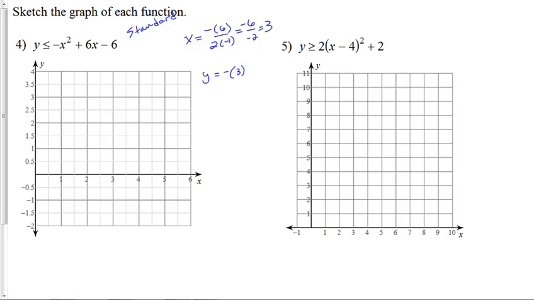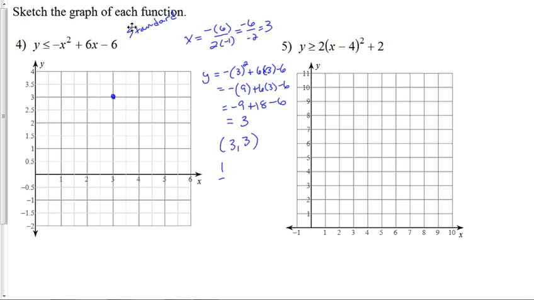Notice the negative sign is outside the parentheses here. We're squaring 3 and then multiplying by negative 1. And 3 goes there too. So negative and then 9. So we have negative 9, we have positive 18, and negative 6. Working that out, negative 9 plus 18 is 9, minus 6 is 3. So our vertex is (3, 3). That is right here.